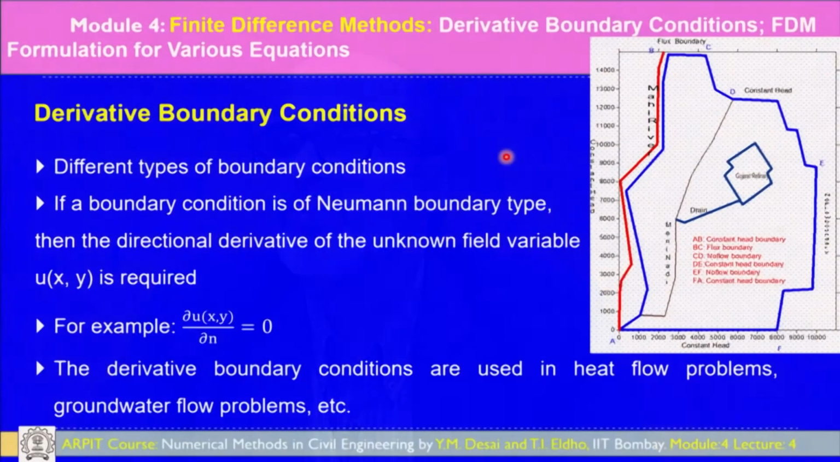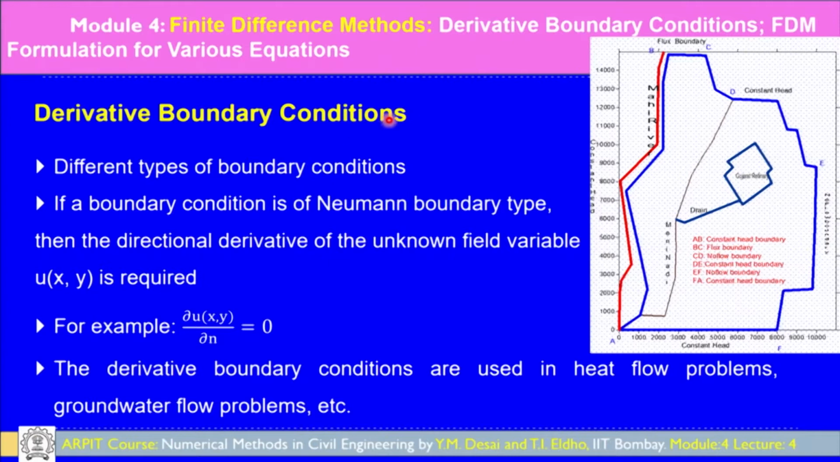Now we will discuss the finite difference formulation for other equations, and before that we will also discuss how to deal with derivative boundary conditions. In the last lecture we saw the usage of the Dirichlet boundary condition. Now you will see, if Neumann boundary conditions or derivative boundary conditions are given, how to use the finite difference method. That is the first aspect we will be discussing.